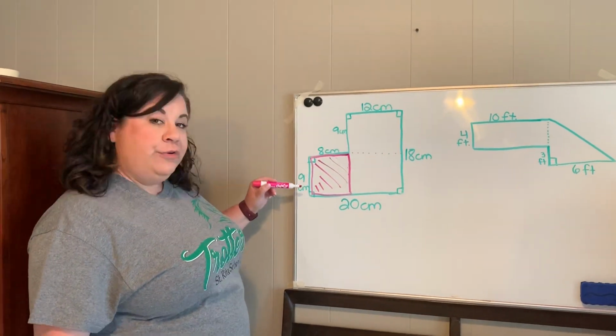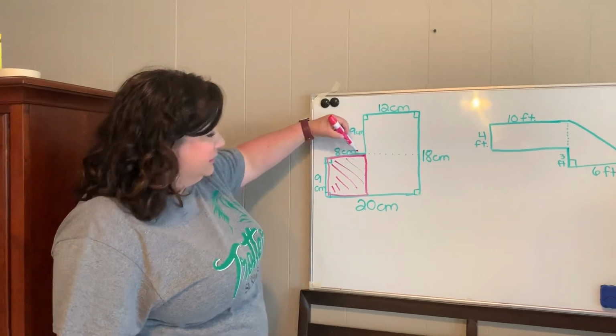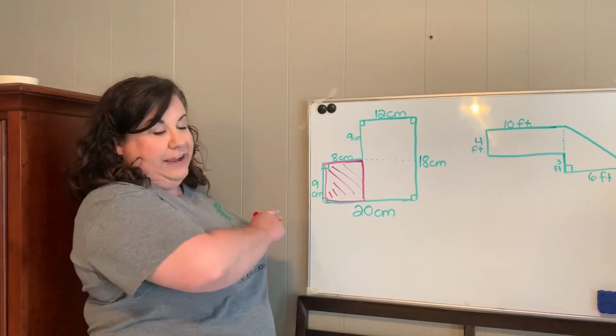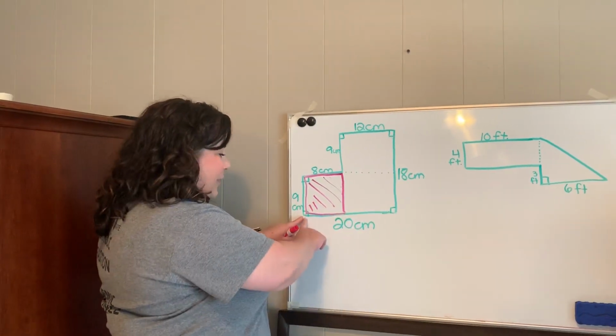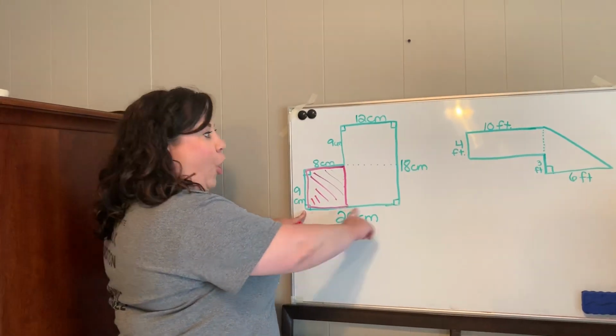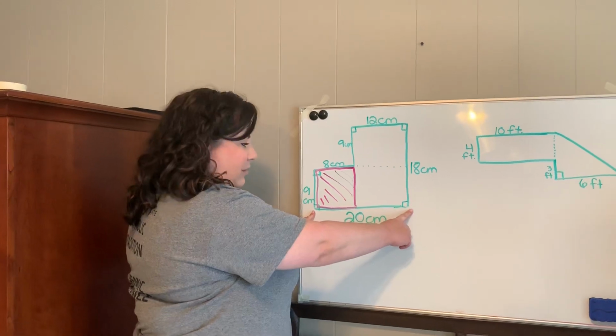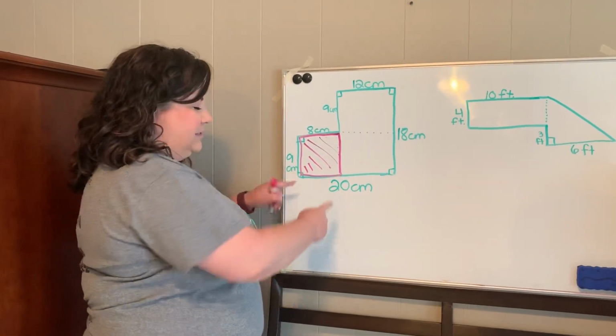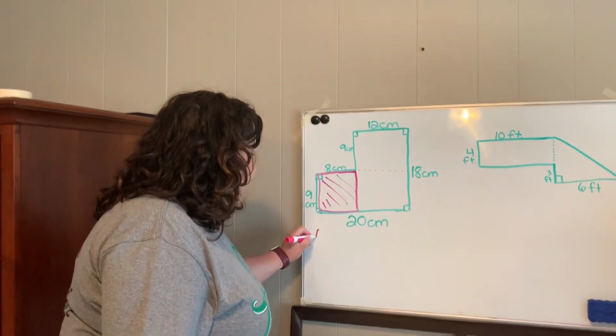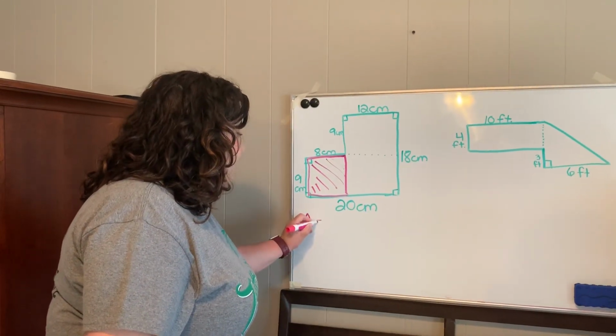And what I want to notice is that I need the lengths of just this rectangle. Now, I don't want to use the 20 because the 20 shows me a length from here all the way to the end over here. Well, I only need the distance from here to here as one of my lengths. I know that the area of a rectangle is length times width.